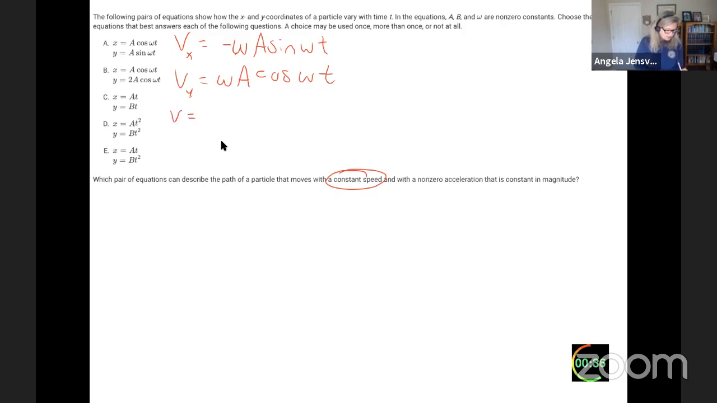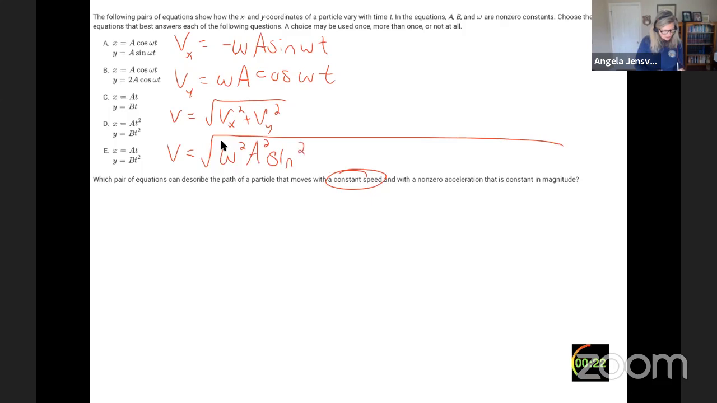So to get the speed, we would do the square root of Vx squared plus Vy squared. So we'll do omega squared A squared sine squared omega t plus omega squared A squared cosine squared omega t. Okay? If you pull an omega A out of that square root, you would get omega A, because sine squared plus cosine squared equals 1, and the square root of 1 is 1. So this is your speed, and it's constant.